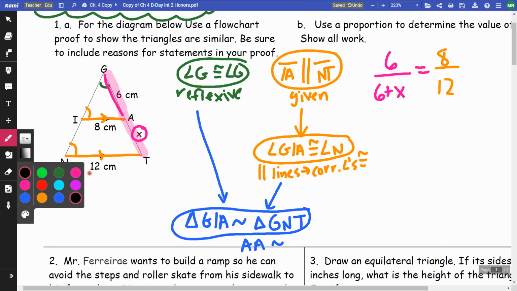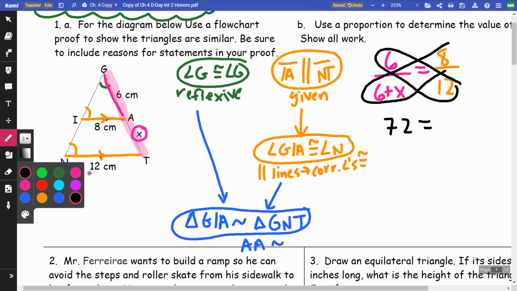So I am going to take 12 times 6 and get 72. And I'm going to take 8 times 6 plus X. The 8 multiplies both of them, so I'm going to get 48 plus 8X. And then I'm going to solve. So I get 8X is equal to 24, so X is equal to 3.